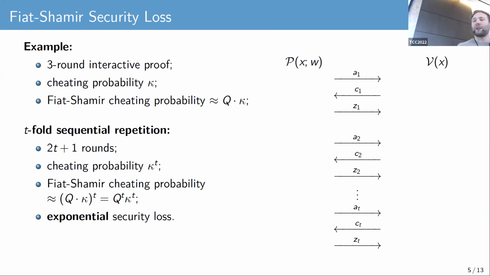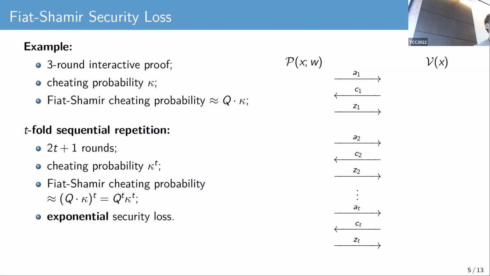But if you then look at the Fiat-Shamir cheating probability, you see that it becomes Q to the power T times kappa to the power T, or at least approximately. The reason is that also for the Fiat-Shamir transformation, the prover can simply attack all the T instances independently, so separately from each other. So what we see here is that we have a security loss that's exponential in the number of rounds.